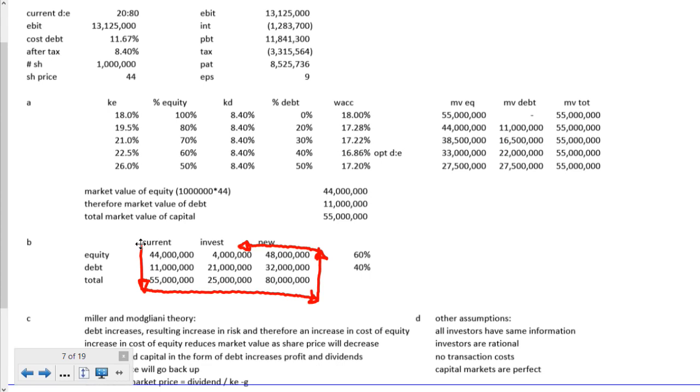Then for part B, we have this new investment of 25 million. We need to decide how to fund it. So we know it will be mostly debt because we're sitting at 20-80. We need to go to 40-60, but we need to know exactly how much. And then when we work it out, that's how much.